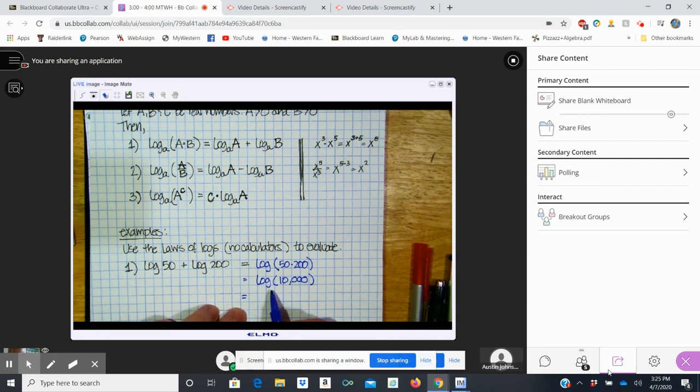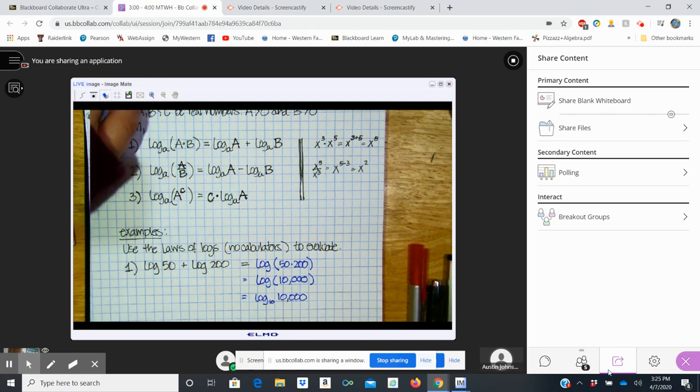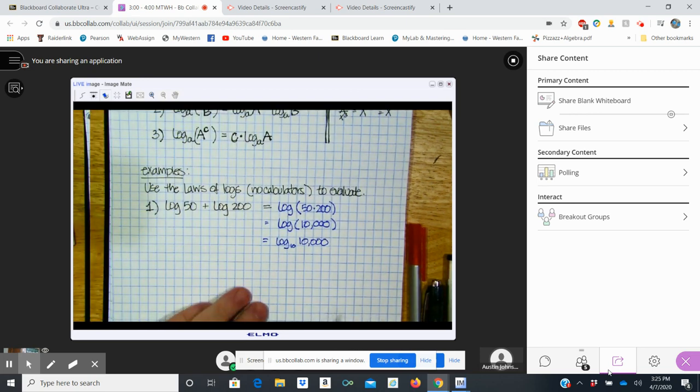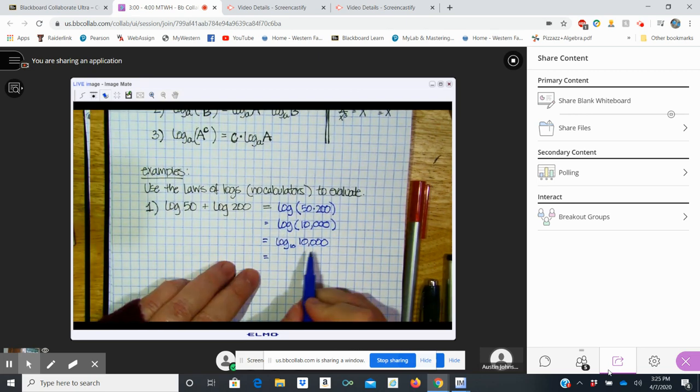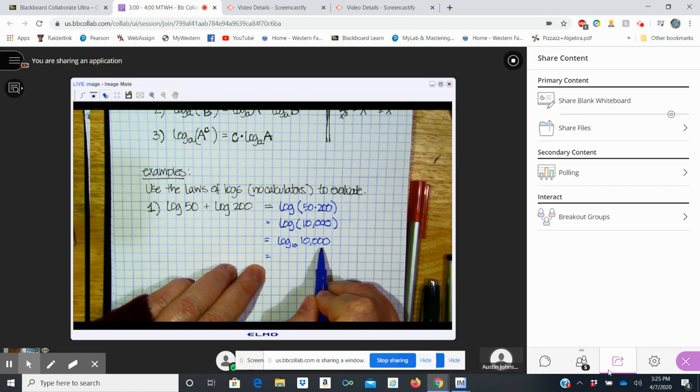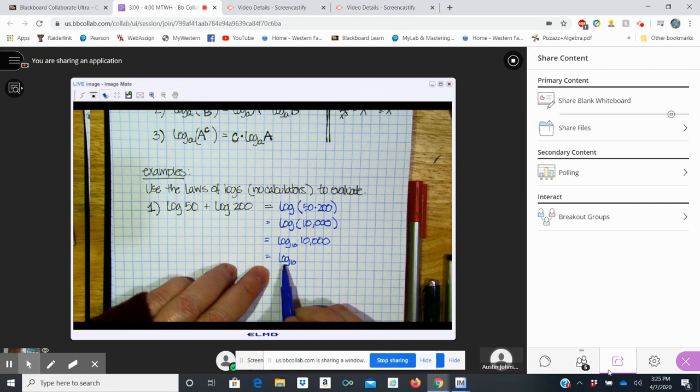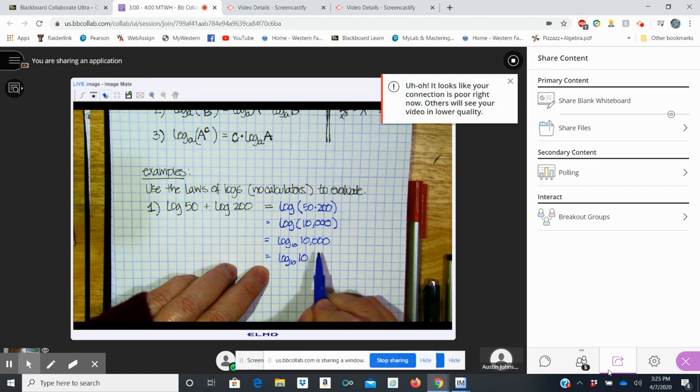When the log doesn't have a base, what base is meant to be there? So this is log base 10 of 10,000. Can you rewrite 10,000 as a power of base 10? Ten thousand is 10 to the 4th power. Good.